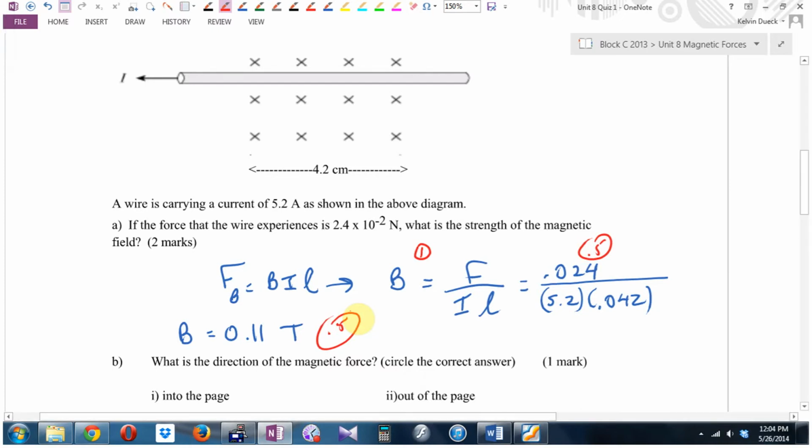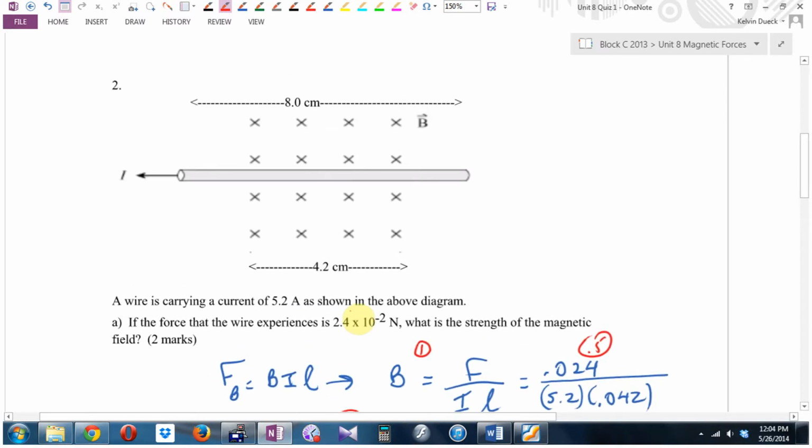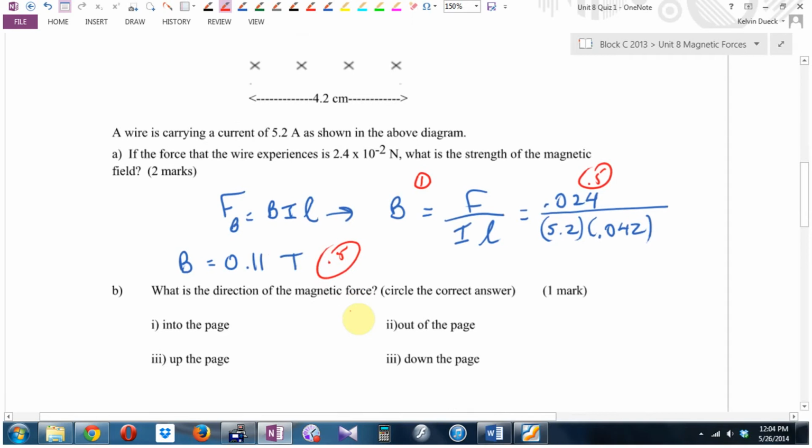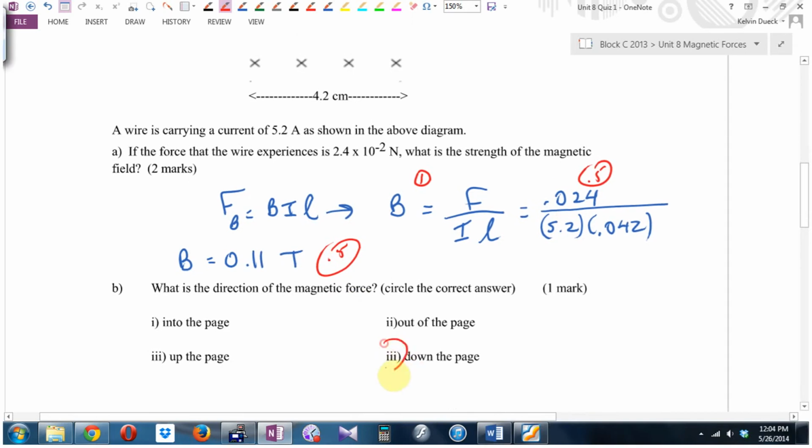Fairly big. What's the direction of the magnetic force? So let's see. Current going that way. Which way is the magnetic field? Into the page. Which way will this wire feel a force? Okay, down the page, which I hope is one of your answers. Down the page, 1 mark.